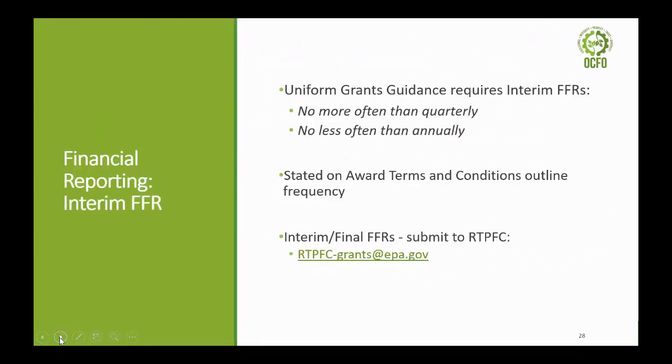All right, so the uniform grant guidance requires interim FFRs no more than quarterly and no less than annually, stated in your agreement or the terms and conditions on the bottom of your award. All right. Interim and final federal financial reports, you submit to RTPFC-grants@epa.gov. I will provide you the QR code so you don't have to remember it later, and my email address, because my email address has a long name. All right. Do you have a question?